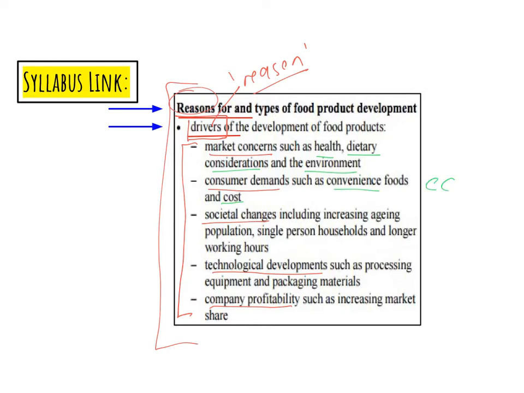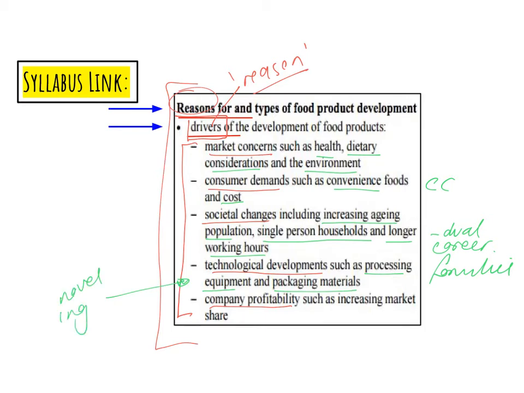so CC, societal changes including increasing ageing population, single person households and longer working hours. This does link to dual career families. Technological developments, which can include but not exclusive to processing equipment and packaging materials. Here you can also link to novel ingredients. And finally, company profitability. And this relates to increasing market share.